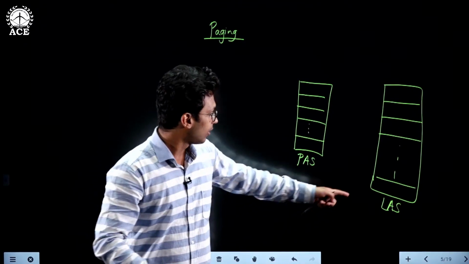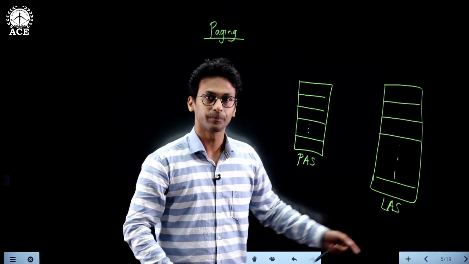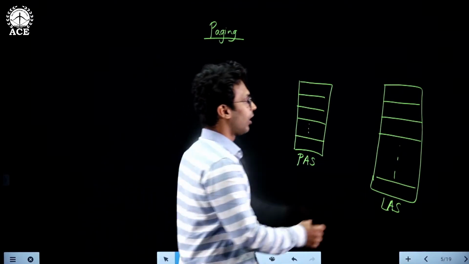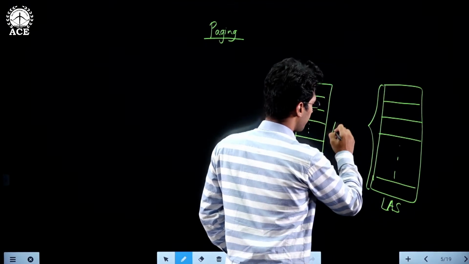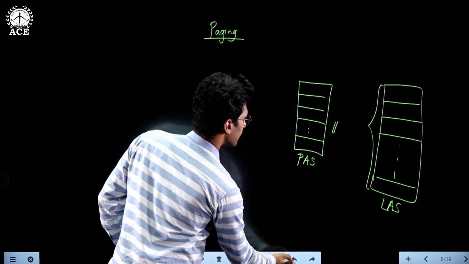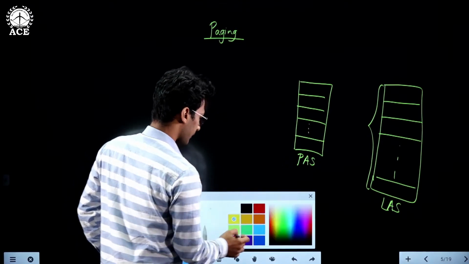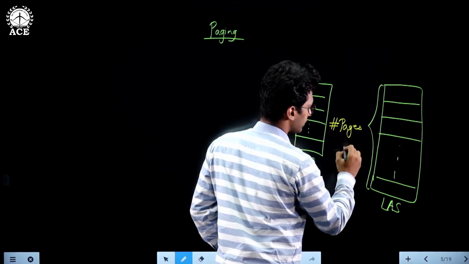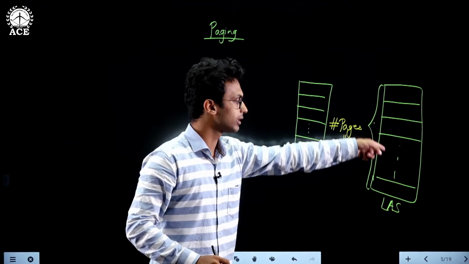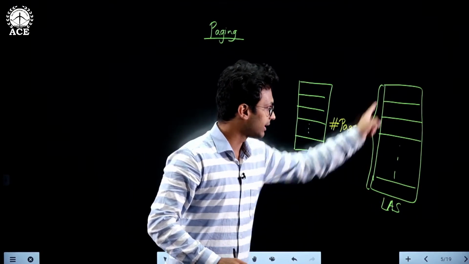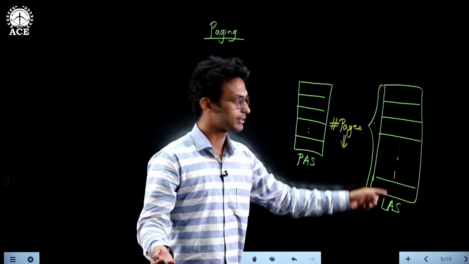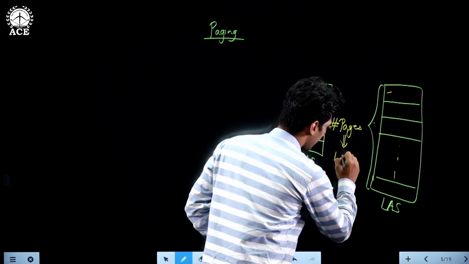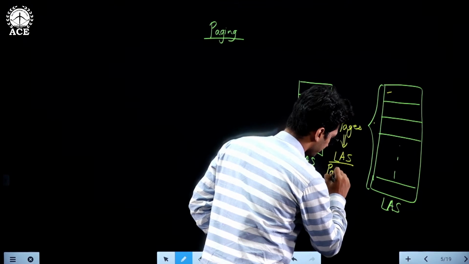Next question. Logical address space is divided into what? Answer, pages. Logical address space is divided into pages. These are pages. So tell me, how many entries will be there in the logical address space? How many pages will be there? How can you calculate it? The number of pages, let me change the color. Okay. How can you calculate the number of pages in the logical address space? This entire slot is called LAS, and this is the page size. Number of pages is LAS by page size, that is, logical address space divided by page size.